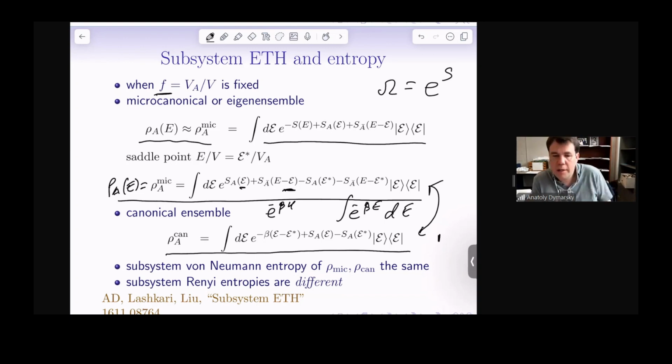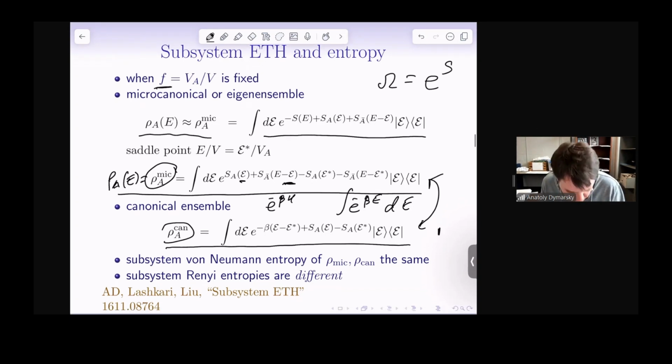If you try now to calculate the entropy of a subsystem, it will be interesting, because if you try to calculate the von Neumann entropy, interestingly enough, both of these formulas, although they're different and the density matrices are different, will give you exactly the same von Neumann entropy, even though the subsystem doesn't have to be small. So the extensive part of the von Neumann entropy doesn't distinguish between microcanonical and canonical ensemble. But if you try to calculate the Renyi entropy, for which you will need to take this matrix and take it to the power n, Renyi entropy will distinguish between those two. So that was our conclusion in this 2016 paper.